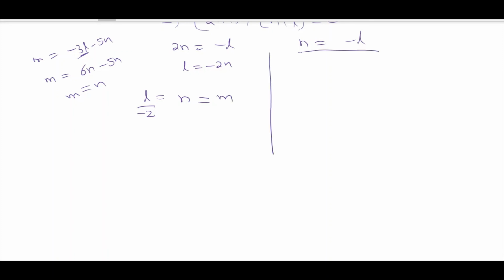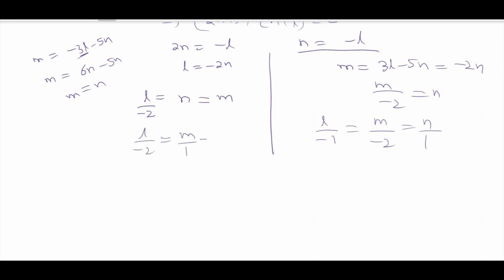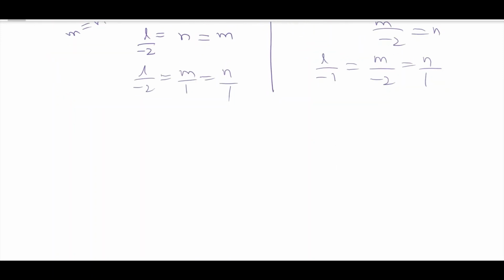Here if n equals to minus l, m will be equals to plus 3l minus 5n, that equals to minus 2n. So m by minus 2 will be equals to n. I can write that l by minus 1 equals to m by minus 2 equals to n by 1. And here it's l by minus 2 equals to m by 1 equals to n by 1. So minus 2 comma 1 comma 1 and minus 1 comma minus 2 comma 1 are the directional ratios.